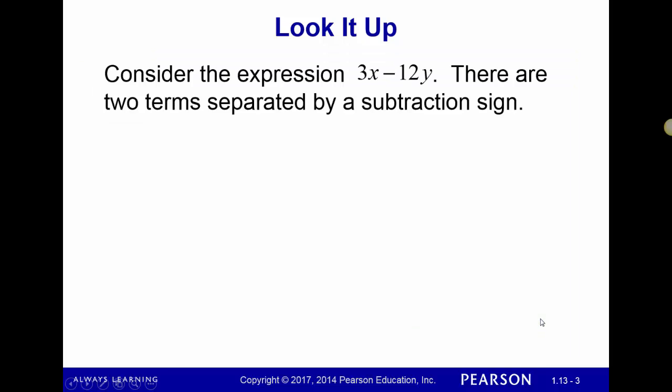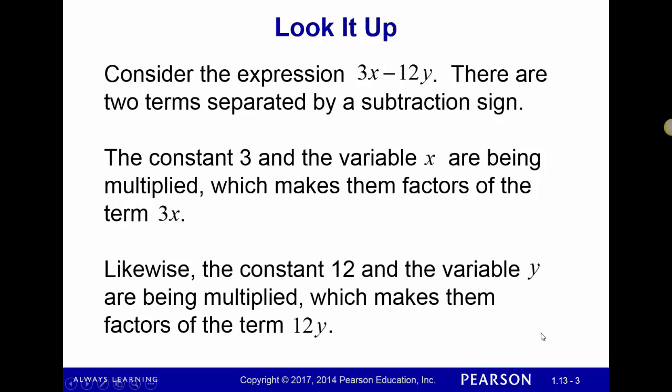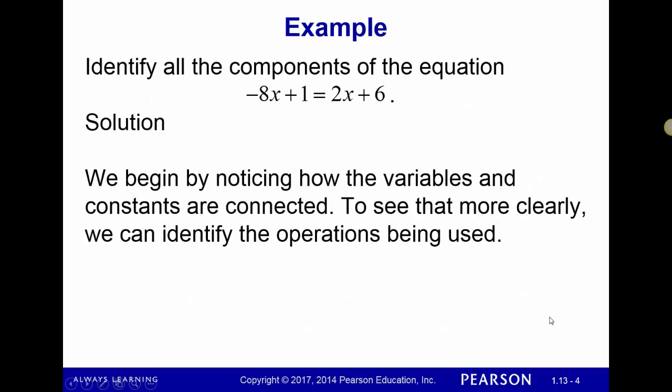So consider this expression, 3x minus 12y. There are two terms separated by a subtraction sign. The constant 3 and the variable x are multiplied, which makes them factors of the term 3x. Likewise, the constant 12 and the variable y are being multiplied, which makes them factors of the term 12y. Identify all the components of this equation.